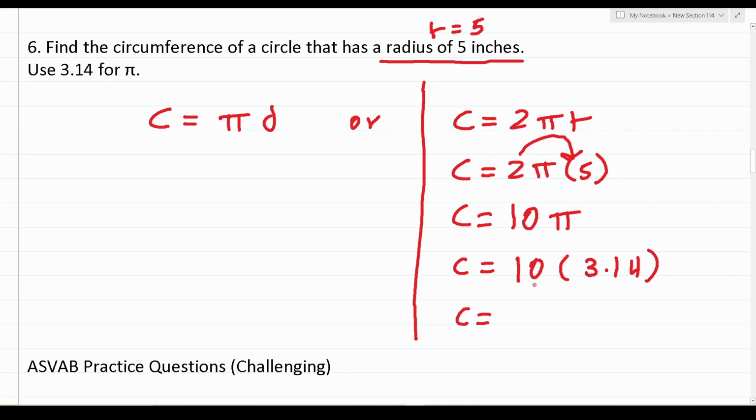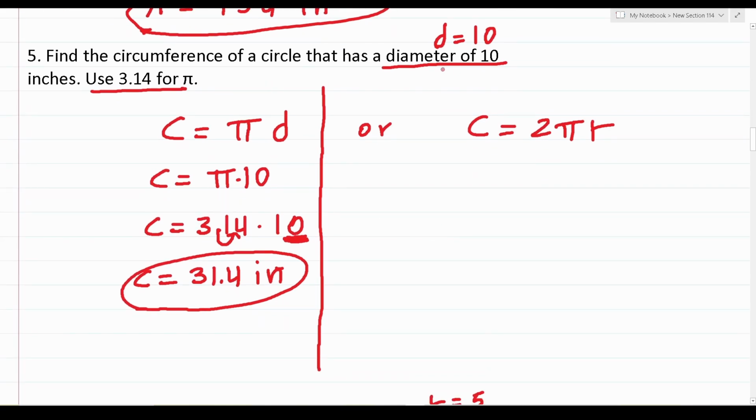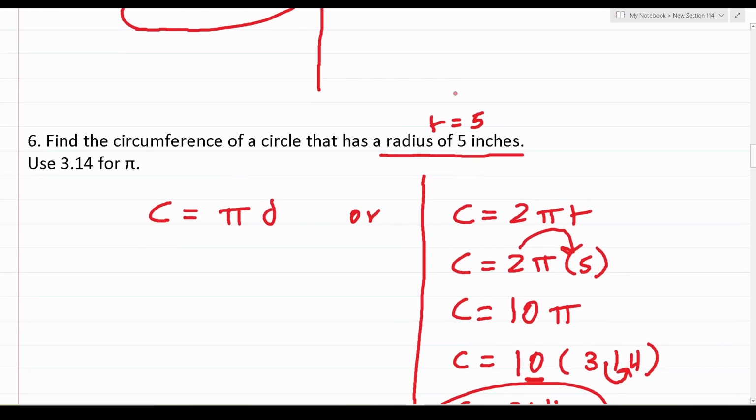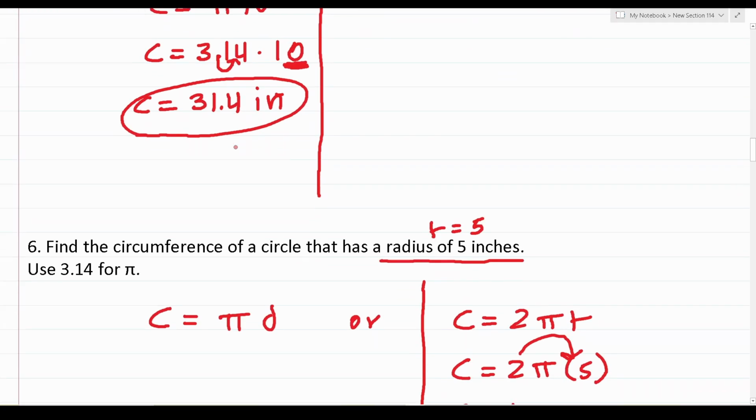Again, we're multiplying a power of 10 by a decimal, and all we have to do in light of that is shift our decimal to the right according to how many zeros there are in our power of 10. In 10, there's one 0, so we're going to take our decimal and shift it one place to the right, and this is 31.4. Okay, so that is this one. The circumference of this circle is 31.4. And you may have noticed that this circle had a diameter of 10, whereas this circle had a radius of 5. In other words, these were the same exact circles. Okay?